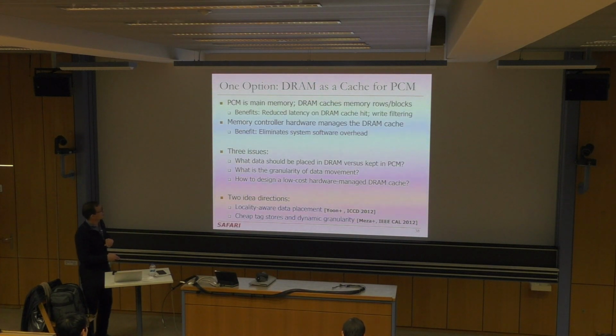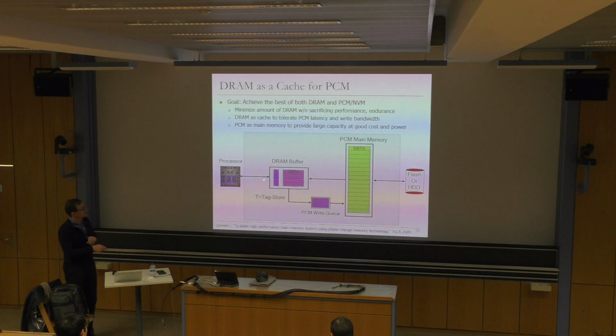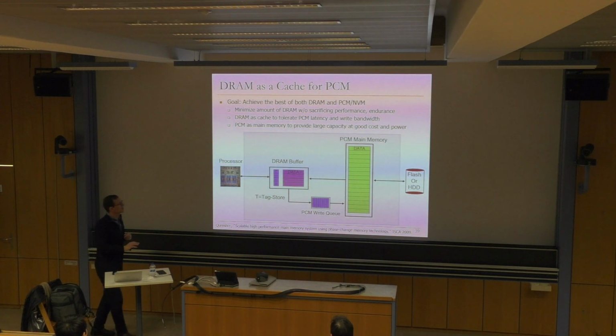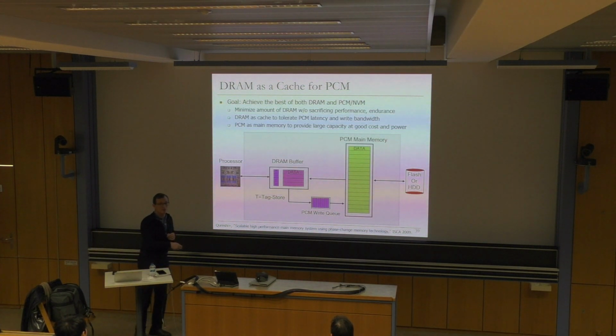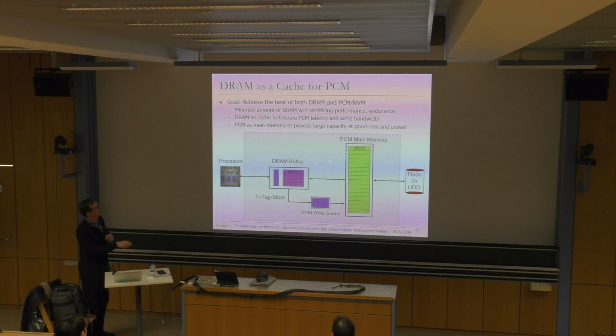But before we go into it, this is actually perhaps one of the first papers that looked at a hybrid memory system that consists of DRAM and phase change memory. Essentially, this was published concurrently with our paper, and I said this is the more optimistic paper. The goal is to achieve the best of both DRAM and PCM. And the idea is to minimize the amount of DRAM without sacrificing performance and endurance. It's a different way of looking at it. You don't want to get rid of DRAM, but you want to minimize the amount of DRAM such that you get the benefits of both technologies.